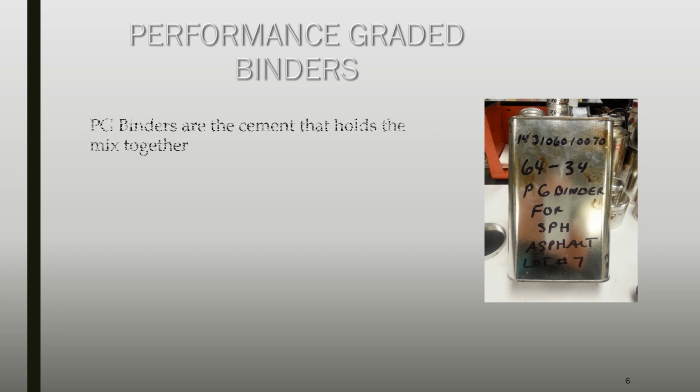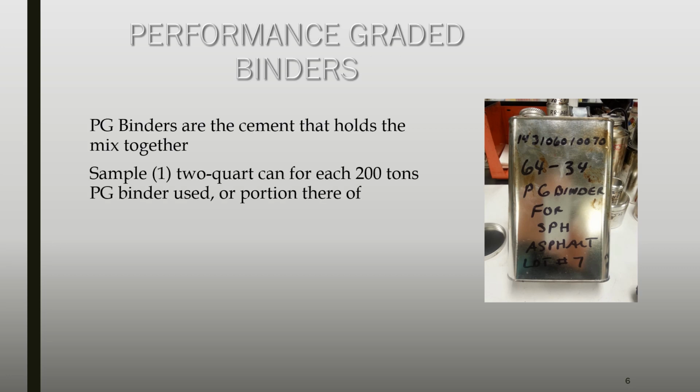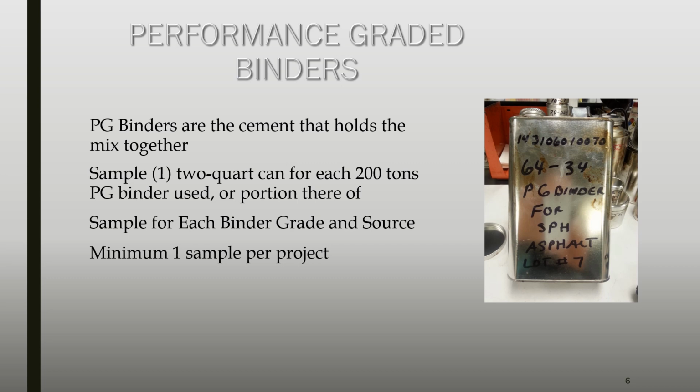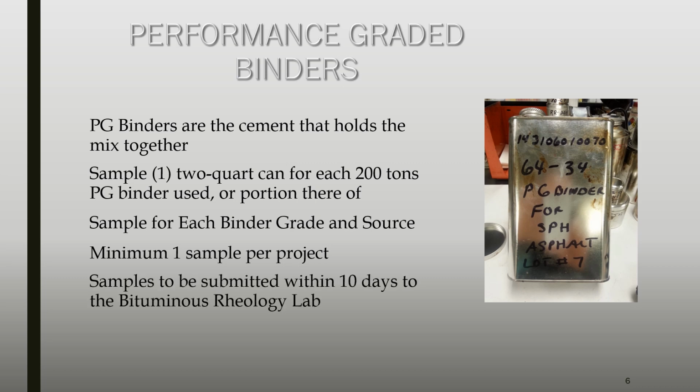Performance-graded binder is the cement that holds the mix together. Collect one 2-quart can sample for each 200 tons of PG binder. The sampling frequency must be for each grade and source of PG binder. A minimum of 1 sample per project will be required. Samples of PG binder are to be submitted within 10 days to the Bituminous Rheology Lab.